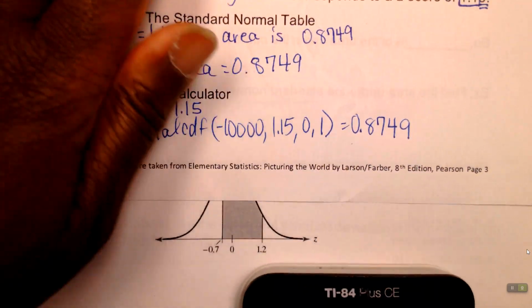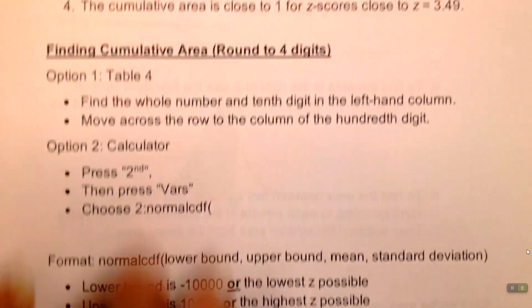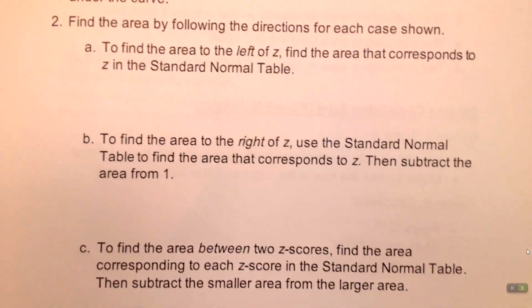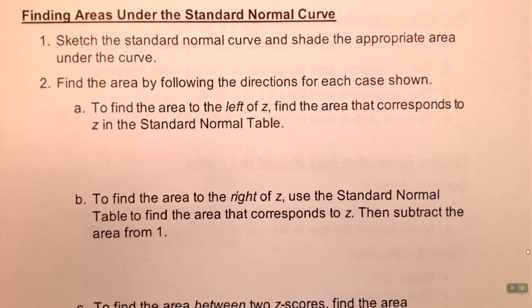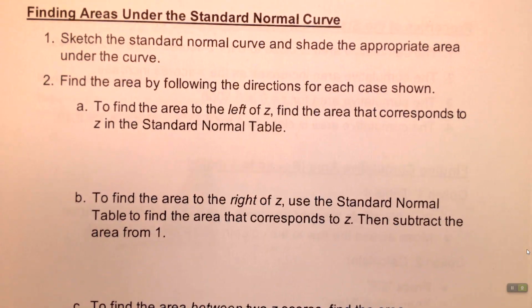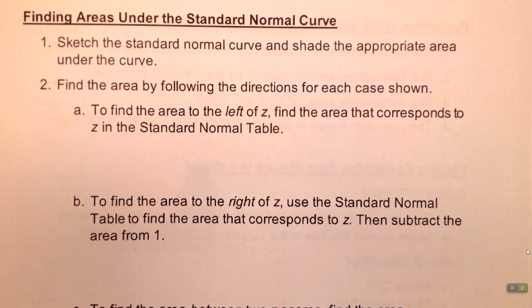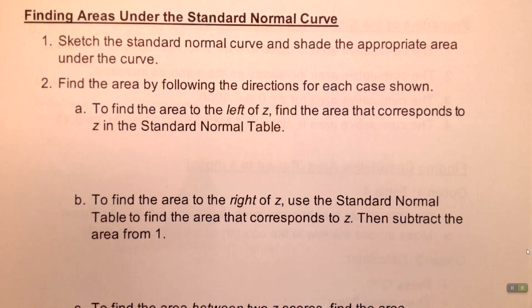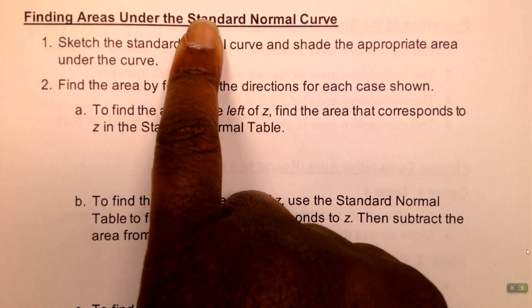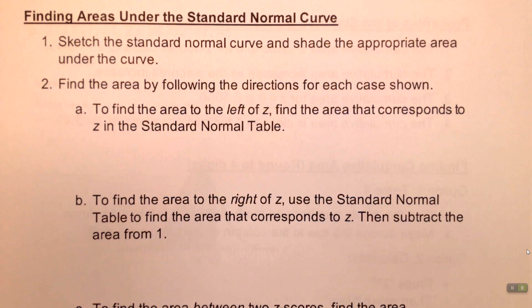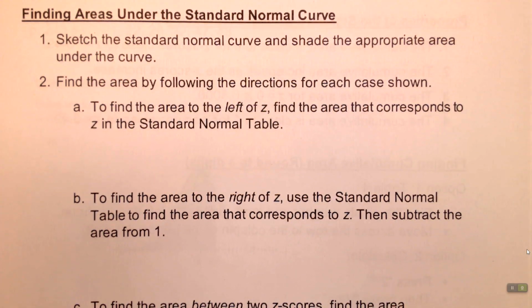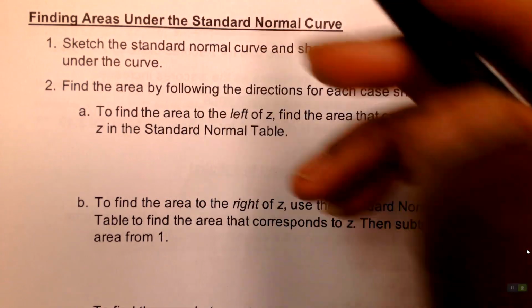All right, so let's build on what we just learned. We just learned left only, where we were just shading from left to right. But now we're going to shade or calculate when we have other numbers other than just the left. Find the area under the standard normal curve. Remember, area, probability, and percent are all the same.